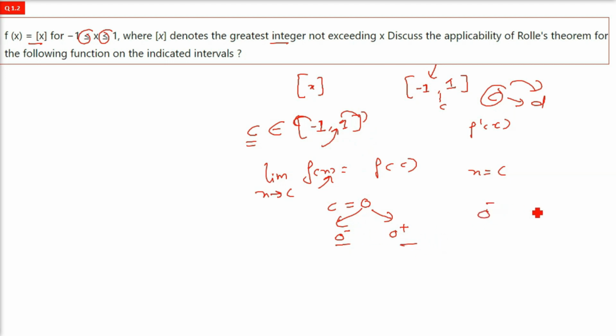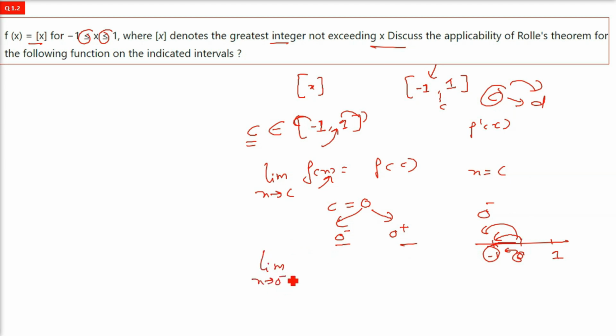And when we take 0 minus, you are going to the left of 0. That is you are talking about -1 and 0. You are going to the left of 0, not to the right of 0. So this is the point where you are going. The greatest integer function will always give you a value which is not exceeding x. So when you give anything between -1 and 0, you will get the value -1, not 0.